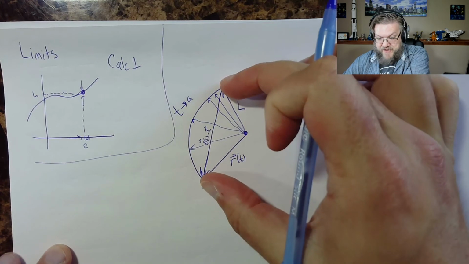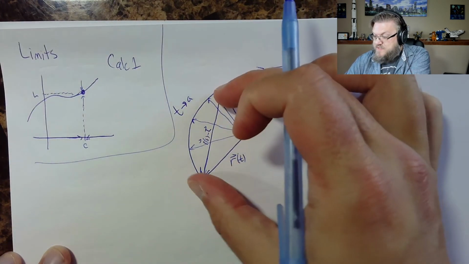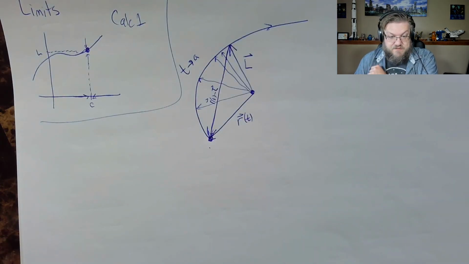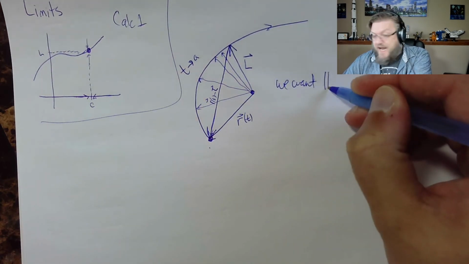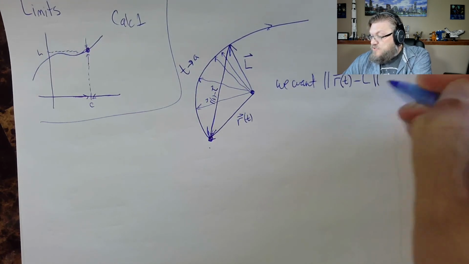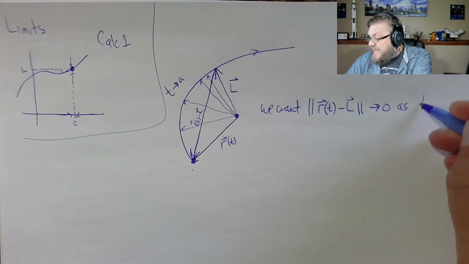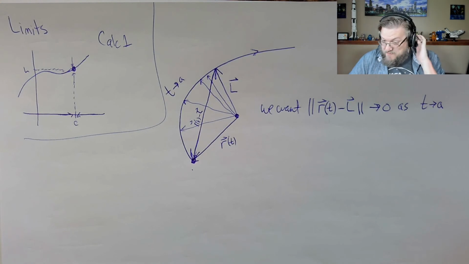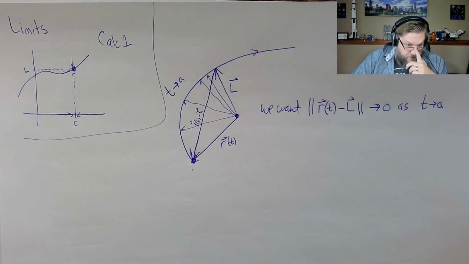I want this difference vector to shrink to nothing in the long run. So as this moves, this will shrink to here, shrink to here, shrink to here, shrink to here. And so what we want, right, we want the magnitude of that difference to approach 0 as t approaches a. Okay. Now, thankfully, that's about all the concept we're going to work with limits, because we're going to quickly go from limits to derivatives, right?